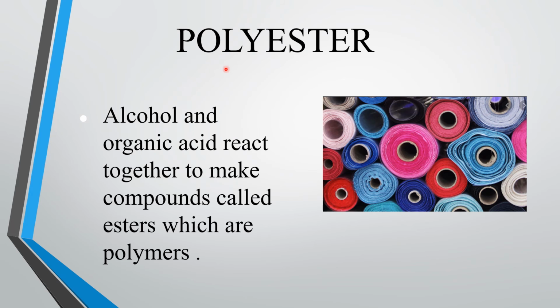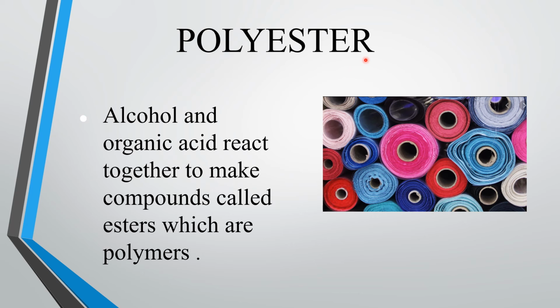Now let us discuss the next type of synthetic fiber, which is polyester. And what are these polyesters actually made of? Before that, let us have a brief intro about polyester. It is a general name for synthetic fibers that contain many ester groups. As you can see in the name itself, poly means many, and ester is a type of chemical. So when many ester groups are combined together, we call it polyester.